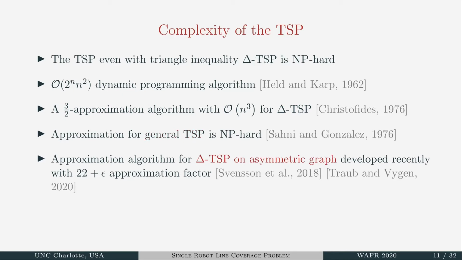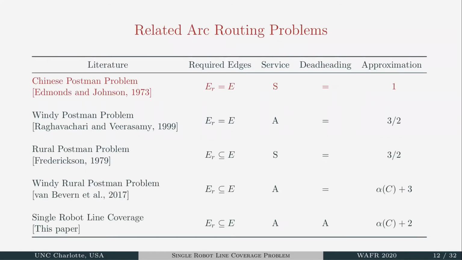Svensson et al. very recently gave a constant-factor approximation algorithm for delta TSP on asymmetric graphs. This approximation factor was further improved by Traub and Vygen to 22 plus epsilon. There are several related arc routing problems. The simplest of these problems is the Chinese postman problem, wherein all the edges are required and the cost for servicing is symmetric in both the directions. The deadheading costs are also the same as the servicing costs. This problem can be solved in polynomial time optimally.